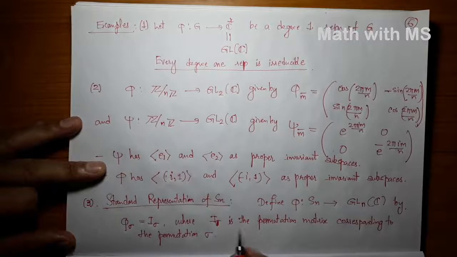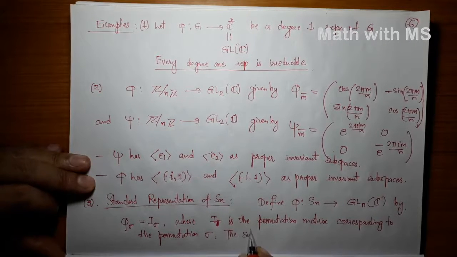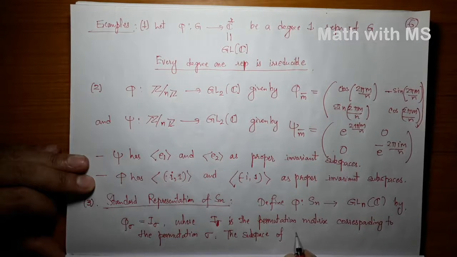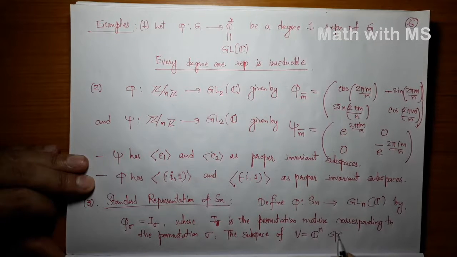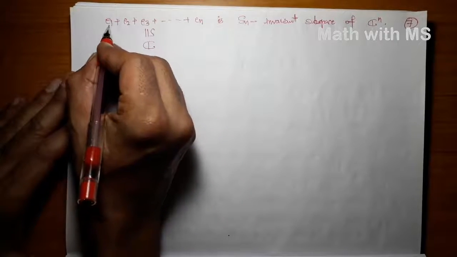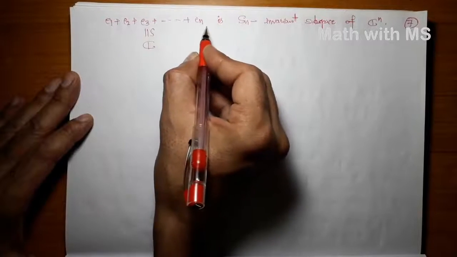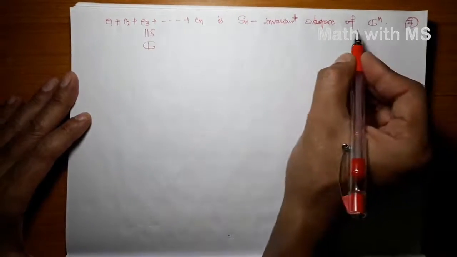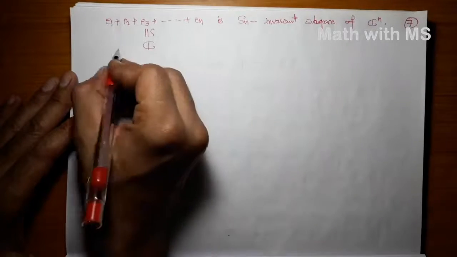Permutation sigma. Okay, so the subspace, so here what is the vector space here? It is Cn, right? The subspace of Cn spanned by the vector E1 plus E2 plus E3 plus so on En, which is of course one dimensional, isomorphic to C, is an Sn invariant subspace of Cn.